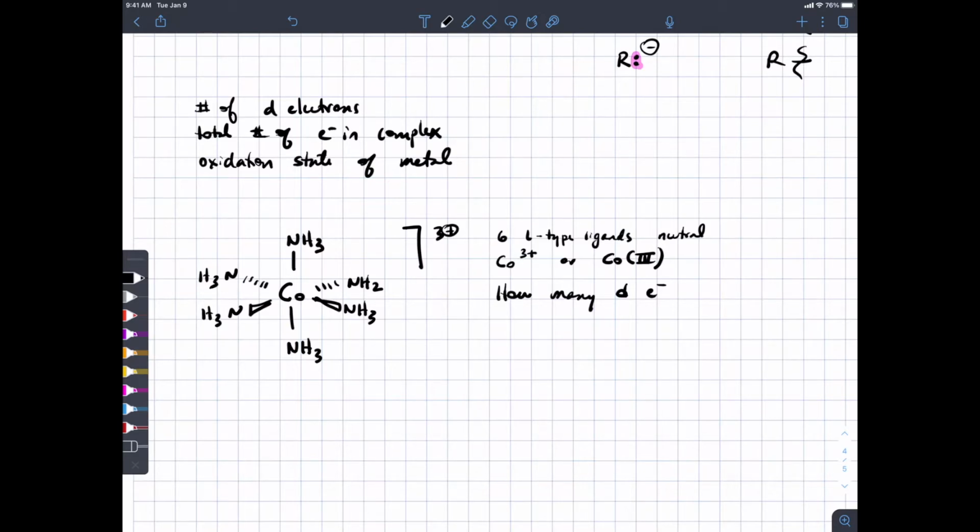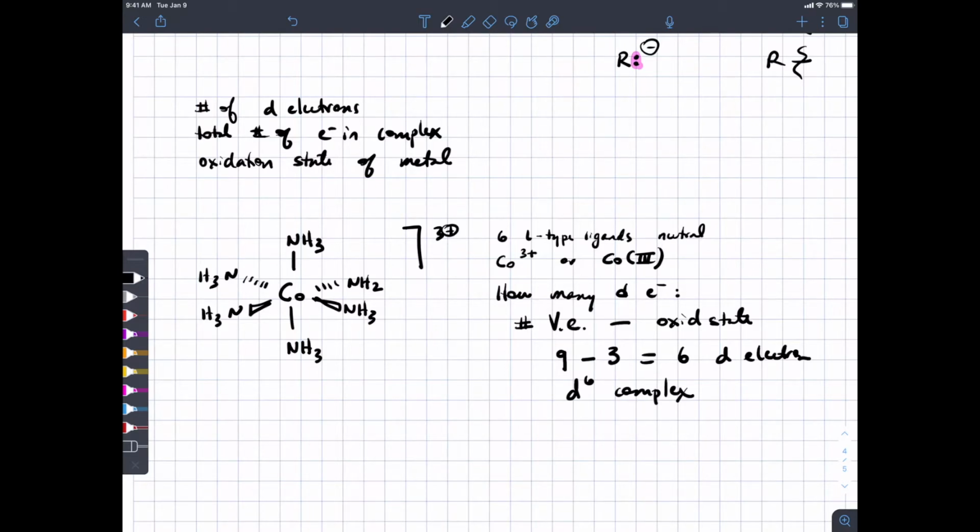All right, how many d electrons? Well, first, to determine that, we're going to take the number of valence electrons minus the oxidation state of the metal. So, cobalt comes with 9 valence electrons. It has a +3 charge, so it must have 6 d electrons. So people will call this a D6 complex. Do you see how we did that?